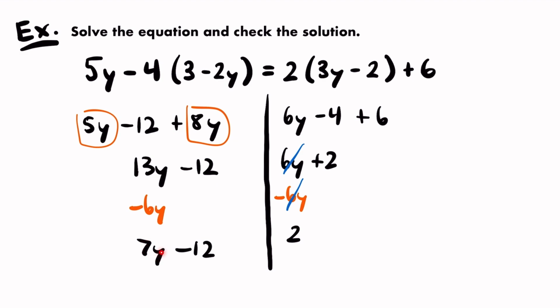And now we just have one variable term, so let's isolate it. Let's get rid of this constant term by adding the opposite of it to both sides of the equation. The opposite of -12 is +12. So we'll add 12 to both sides of the equation.